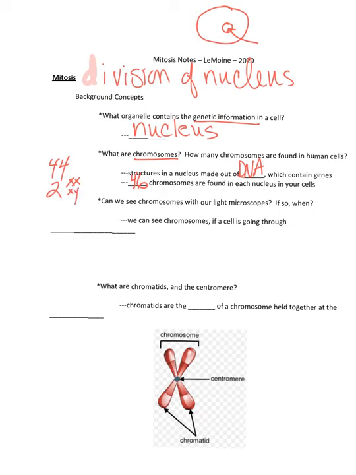The only time you can see these tightly wound chromosomes where the DNA coils up is when they're actually getting ready to divide and go through this mitosis. So only if a cell is going through that cell division or mitosis is when you can see the chromosome.